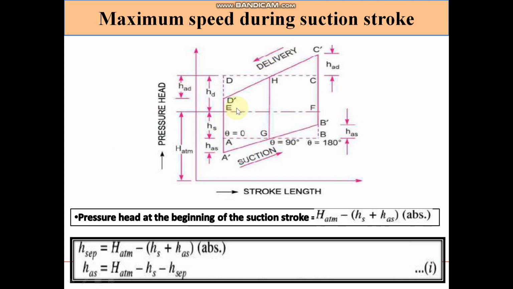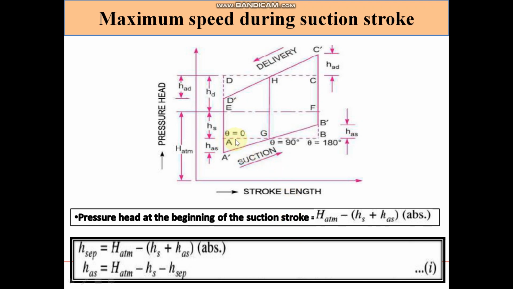This diagram is the actual indicator diagram wherein pressure head is the ordinate and stroke length is the abscissa. Dotted line A, B, C, D represents the ideal indicator diagram and the line A dash, B dash, C dash, D dash represents the actual indicator diagram. This horizontal line represents atmospheric pressure head, HD is delivery head, HS is suction head, HAS and HAD are the acceleration pressure heads in the suction and delivery pipes.